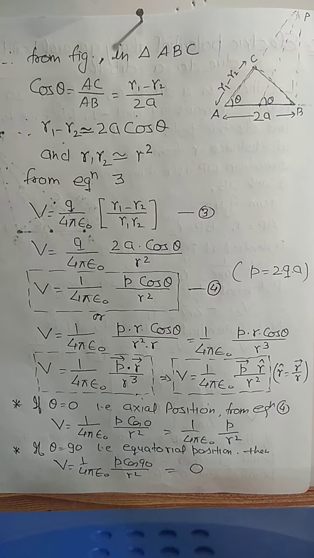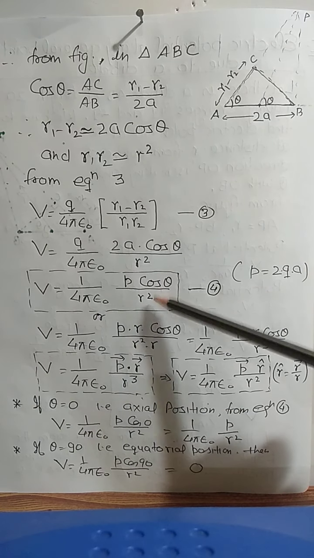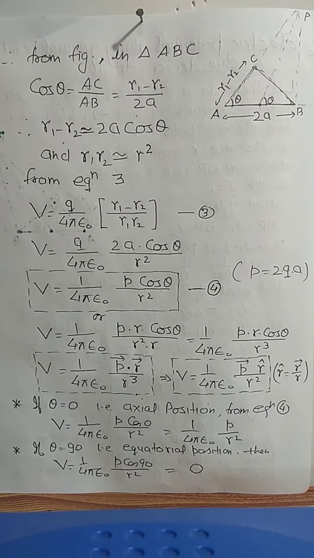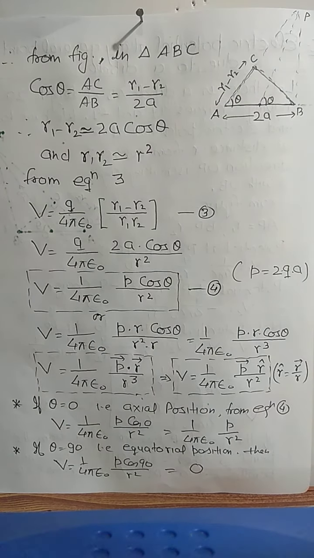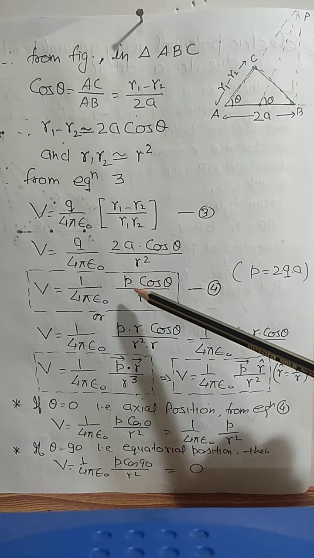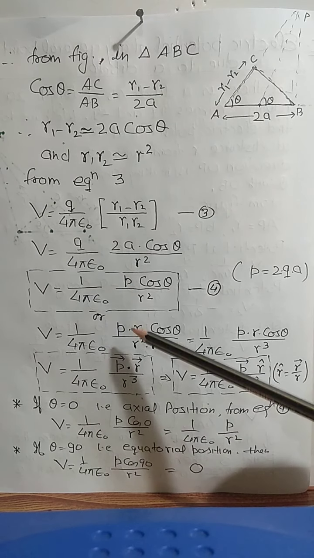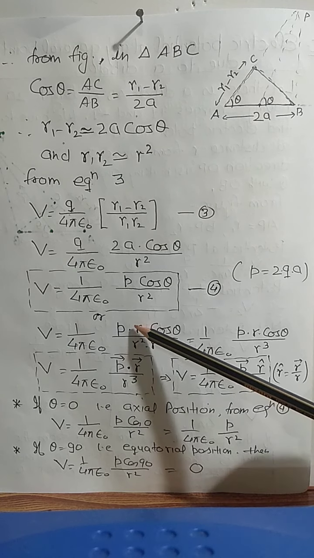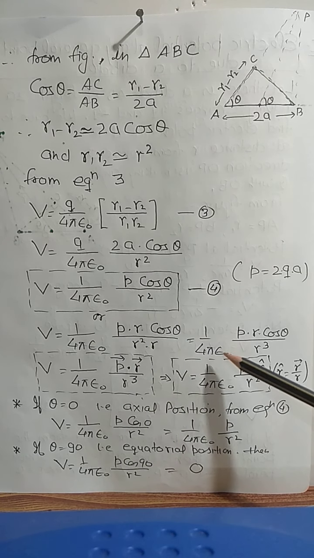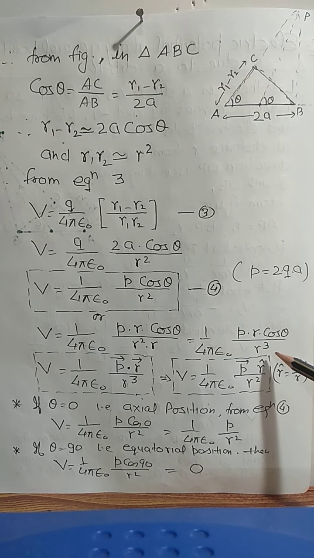Clear? V is equal to 1 upon 4 pi epsilon naught P cos theta upon R square. Yes? This is the formula. We can write this equation in other forms as you multiply it by R and divide it by R. This will become 1 upon 4 pi epsilon naught P into R cos theta upon R square into R. Multiplying and dividing by R, we will get 1 upon 4 pi epsilon naught P into R into cos theta upon R cube. R square into R will be R cube. Yes?